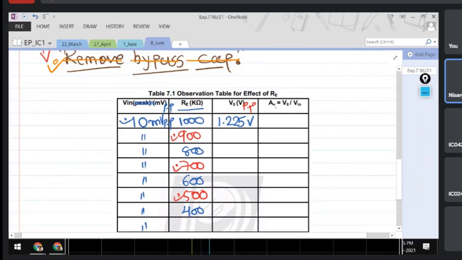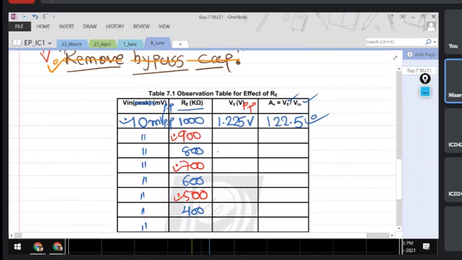Okay. So gain is 1.225 divided by 10 millivolt, so you will get a gain of 122.5. That's it. So that will be our gain, right? Gain is nothing but the output peak to peak divided by the input peak to peak, correct?